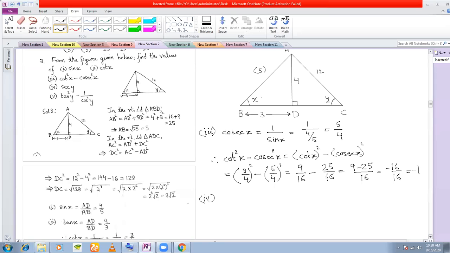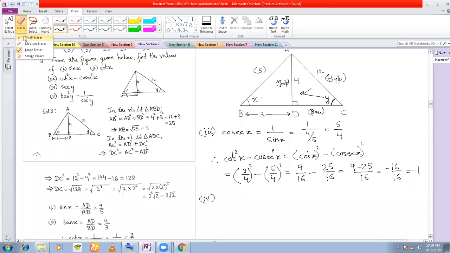Next question is sec y. Now if you see, y is in this right angle triangle. So this time we're going to consider this right angle triangle. But in this right angle triangle, do we know all the lengths? No, we don't know all the lengths. In this right angle triangle, this is my hypotenuse, which is given to us as 12. And we are talking about this angle y. So opposite to this angle will be my perpendicular. Here, this is my perpendicular, and consequently, this becomes my base. But I don't know the length of the base.